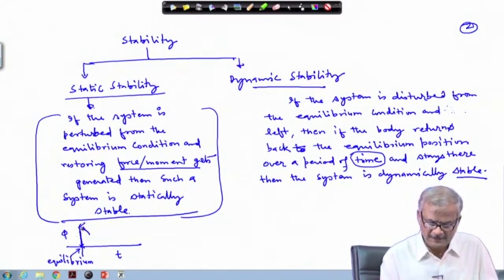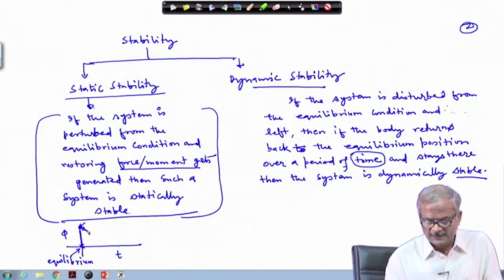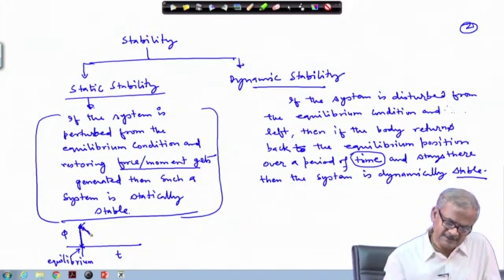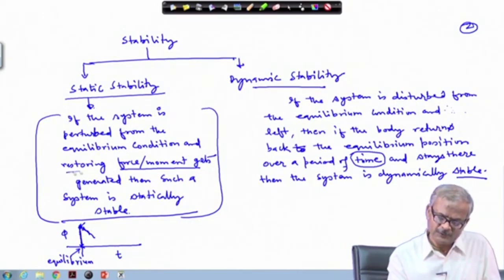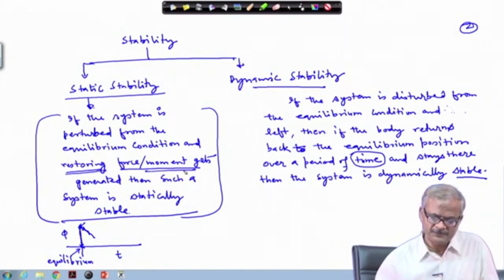I am telling you, just at this point, this will have a tendency to move toward the equilibrium condition, so there is no movement involved. If you see here, if I am drawing a line like this, this is only in time. Time is not involved, just at the initial position there will be a tendency. That tendency will come if the restoring forces and moments are present.